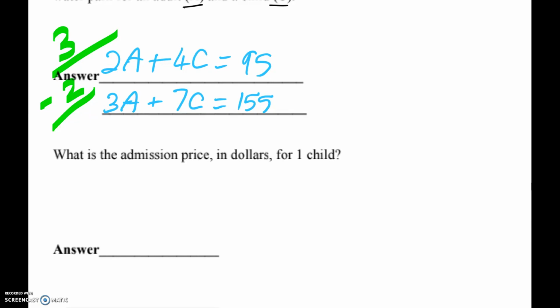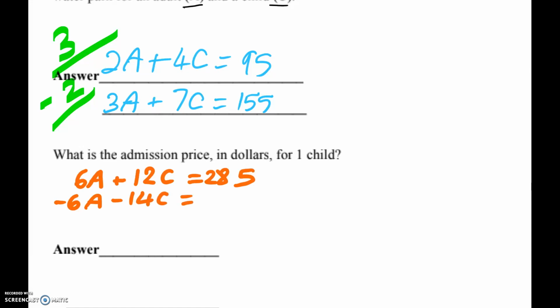This is the plan. 3 times 2A is 6A, plus 3 times 4C is 12C. 3 times 95: 3 times 5 is 15, 3 times 9 is 27, 28, so $285. -2 times 3A is -6A. And -2 times 7C is -14C. And -2 times 155 is -310, right?